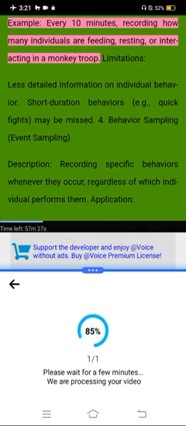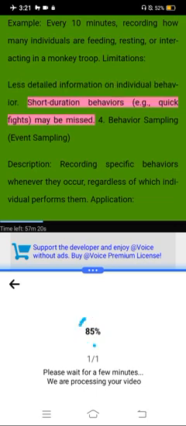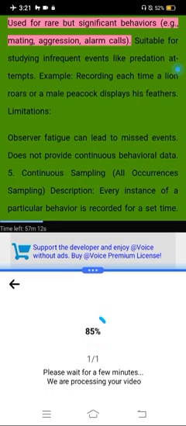Example: every 10 minutes, recording how many individuals are feeding, resting, or interacting in a monkey troop. Limitations: less detailed information on individual behavior. Short duration behaviors, e.g., quick fights, may be missed. 4. Behavior sampling, event sampling. Description: recording specific behaviors whenever they occur, regardless of which individual performs them. Application: used for rare but significant behaviors, e.g., mating, aggression, alarm calls.